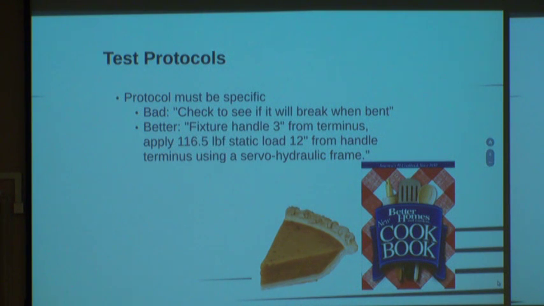Typically in your test protocol, you'll want to write out a series of steps, and the protocol should be specific. So you don't want to say, check to see if it broke. What does that mean exactly, right? That's not very good. A better option would be to say, we're going to fixture this thing in this certain way, say 3 inches from the end of a handle, and we're going to apply a load at this point.